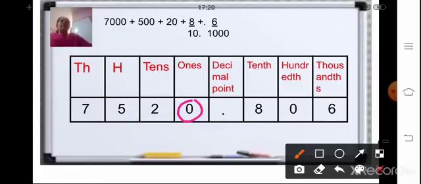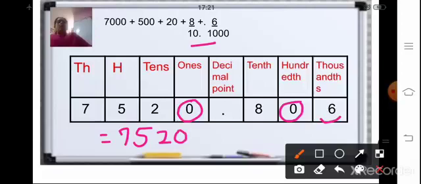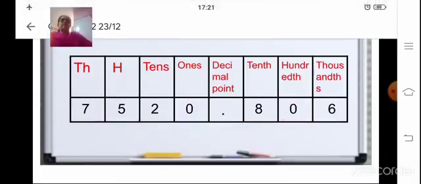8 upon 10, the decimal part starts, so you will put a decimal point first. And then 8 is in 10th place, so you will write 8 under 10th place. As there is no number in the 100th place, you will put a 0. And 6 is in 1000th place, so you will write the number 6 in 1000th place. And the final answer when you write your number is 7,520.806.